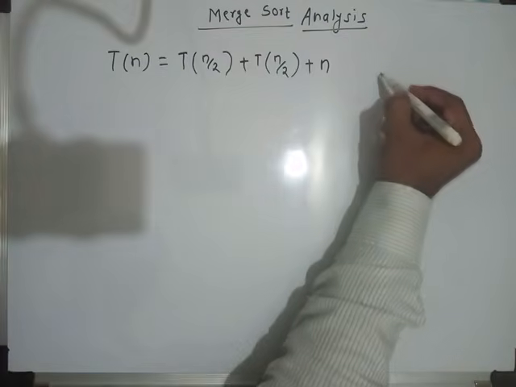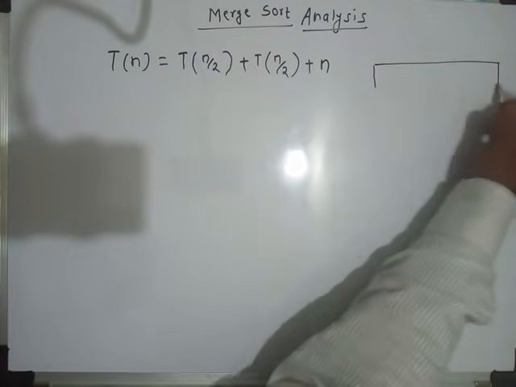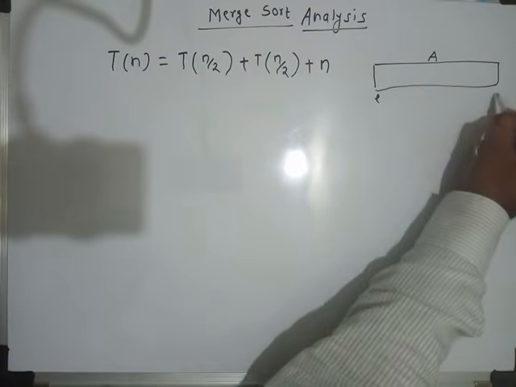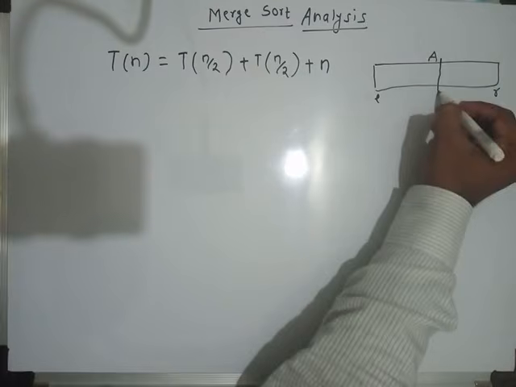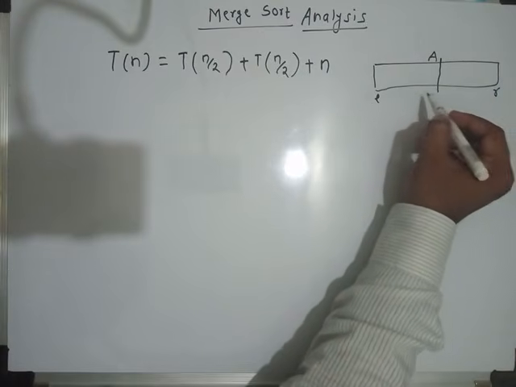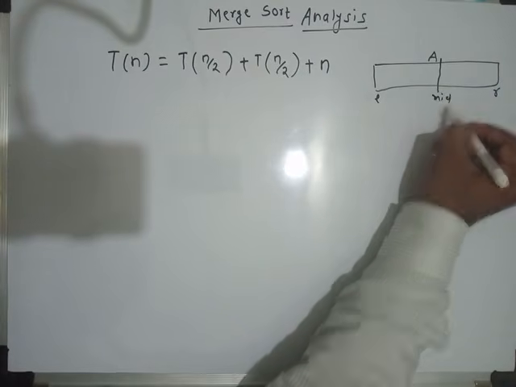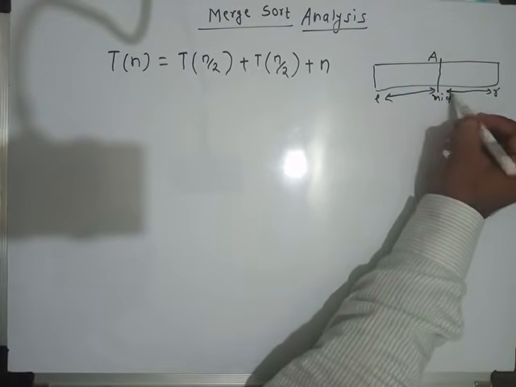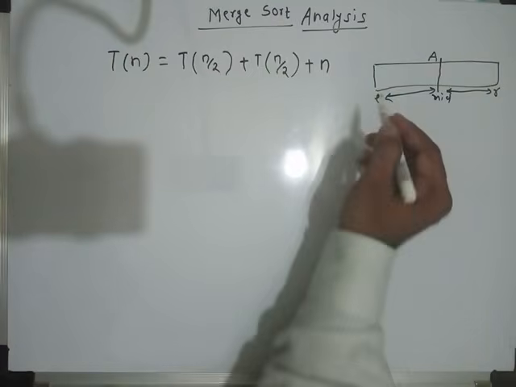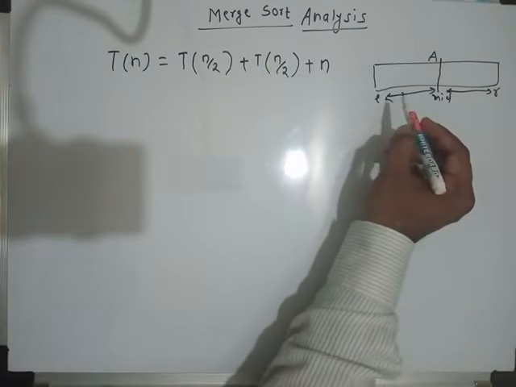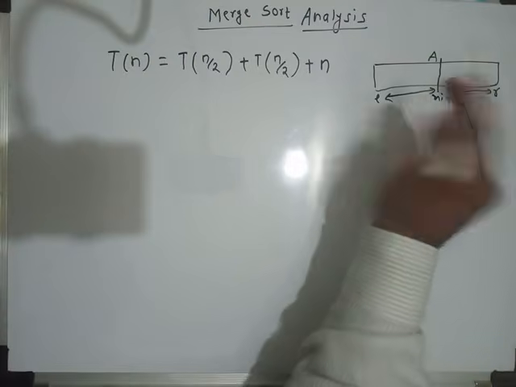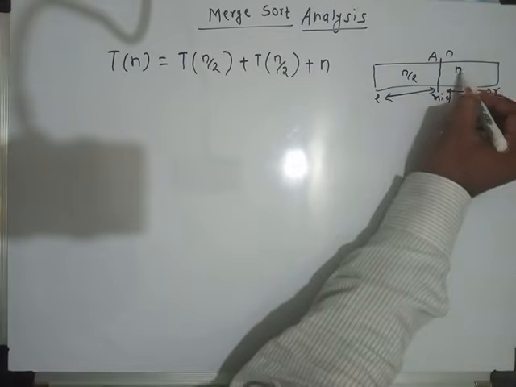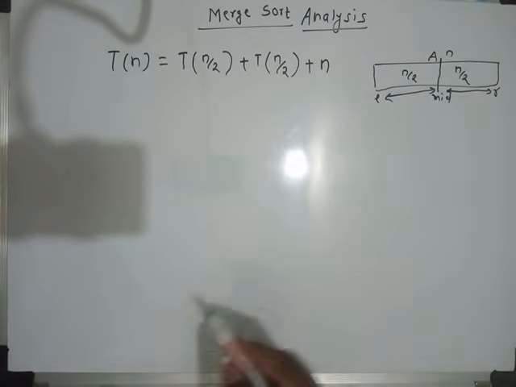So if you remember, merge sort will be given this array A, let's say. What we do in merge sort is we find the center, and say this is my left half from L to mid and this is my right half from mid plus 1 to R. That means I am dividing this array A exactly in half. If originally I have n elements, the left half will contain n by 2 and the right half will contain the remaining n by 2 elements.